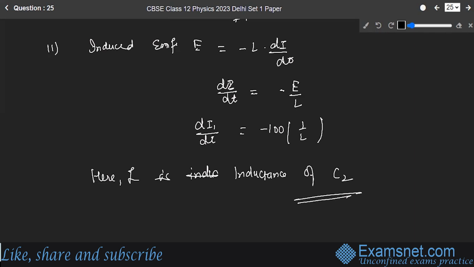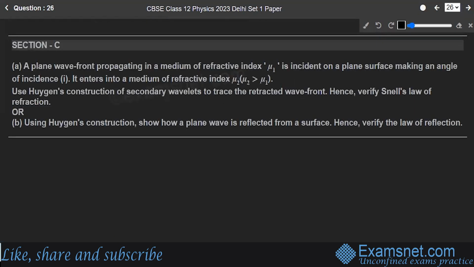Hope you are clear with this. Next is question number 26. Now we are moving to section C. Here will be some 3-number questions. This is a choice question.